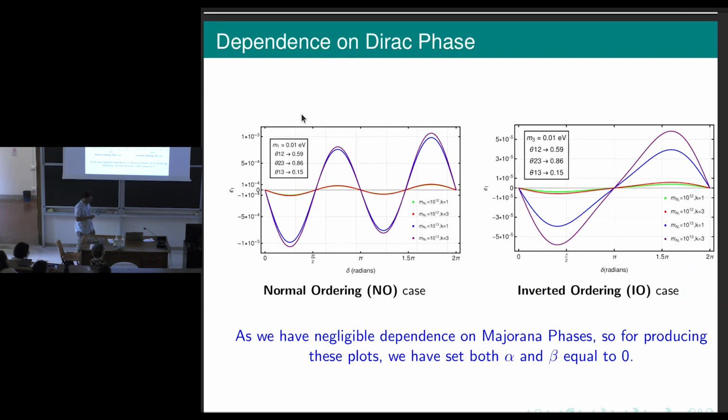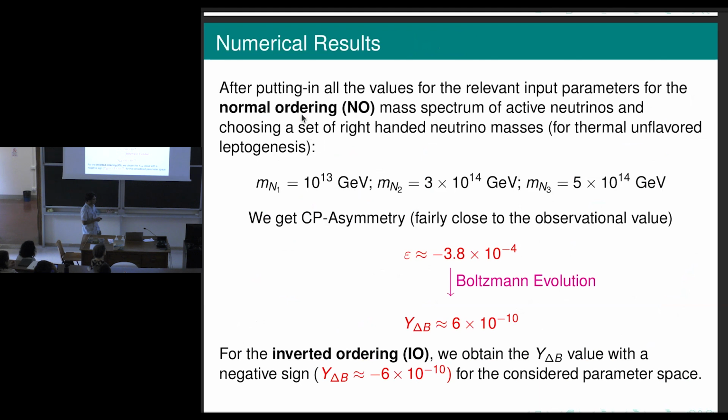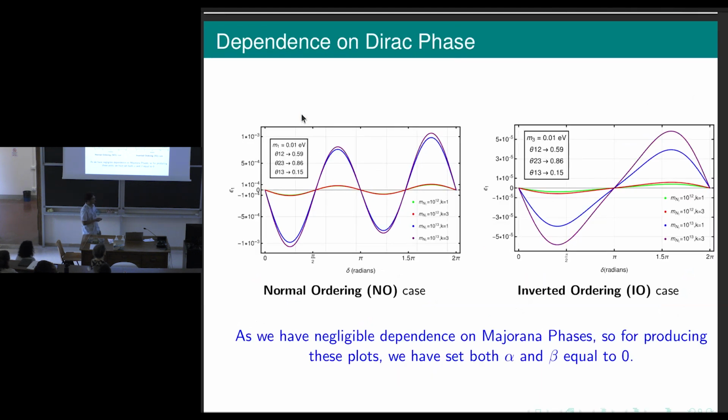From the experimental side, for normal ordering and inverted ordering, if we constrain the Dirac phases very well, then the CP asymmetry can be studied by the Dirac phases alone. There is no dependence on the Majorana phases here with the given model parameters.